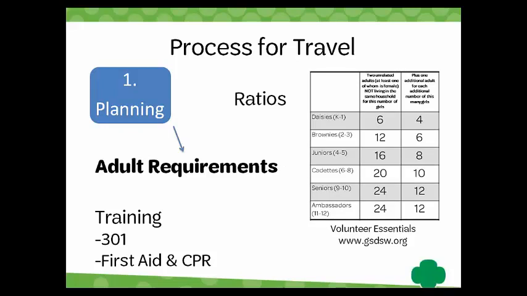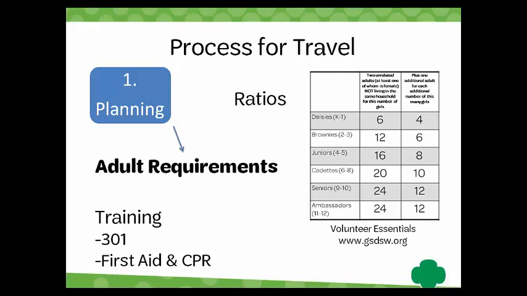And the next big requirement dealing with adults is the ratios. We want to make sure we have enough volunteers for the number of Girl Scouts that we are taking on the trip. We call this our adult to girls ratios. This is nothing new. You guys have been following this. However, this chart that you see here has different numbers because this chart is specifically for events, trips, outings, anything away from your troop meeting.